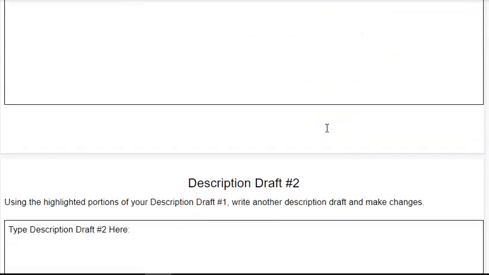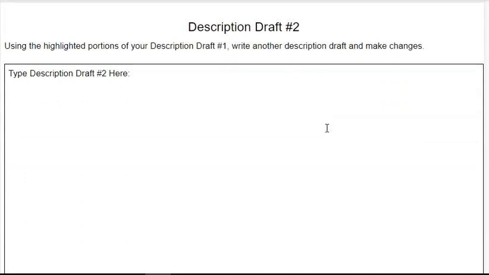Once you finish the description draft and you highlight what you need to change, then the next assignment is to actually take those highlighted portions and write another description draft making those changes. So on the first one, you don't have to make the changes on the draft. You're just going to highlight it on the draft. Then when you do draft number two, that's when you're going to make the changes. And you're going to do the same thing with the evaluation and analysis and so forth.